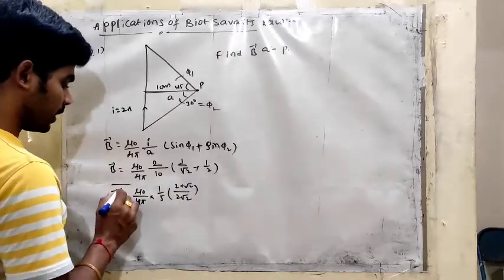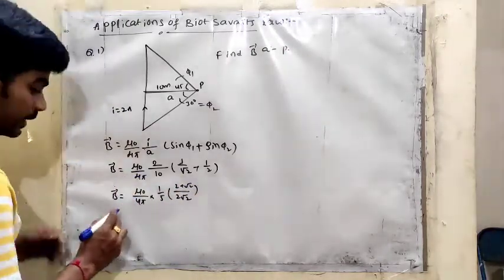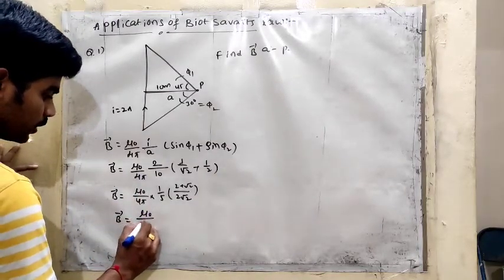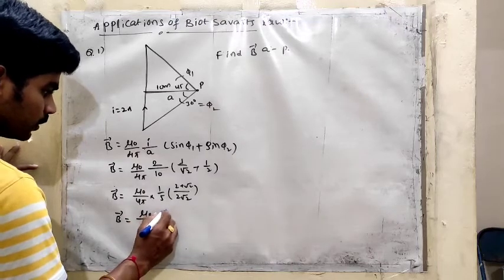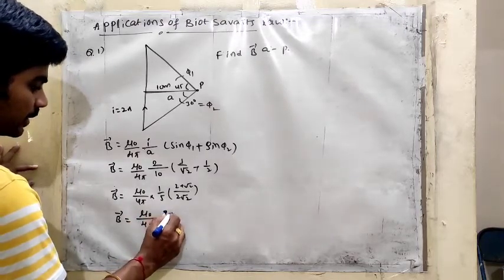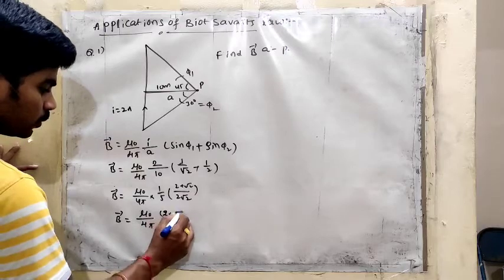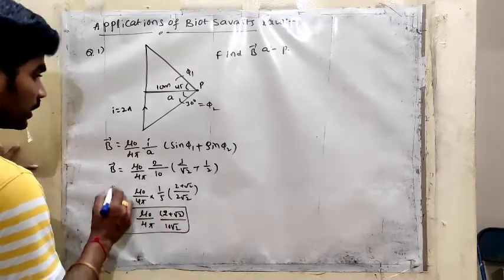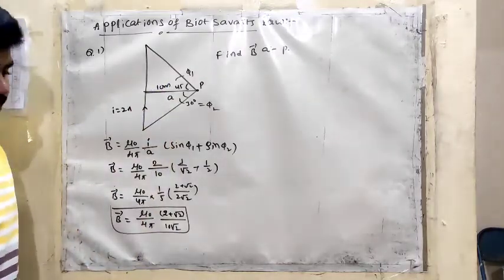This is the magnetic field. This one only we can write again. B bar is equal to mu naught by 4 pi into, so this one I can write like this, 2 plus root 2 by 10 root 2. Okay, this is the magnetic field at P point.